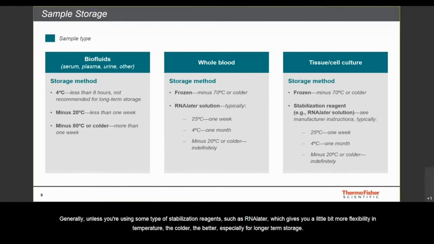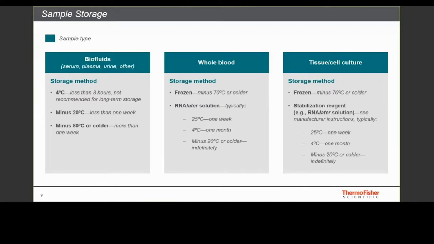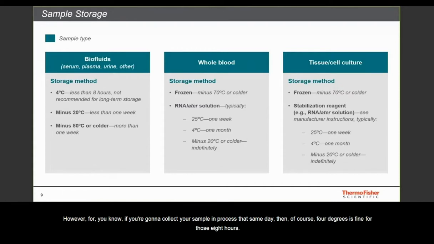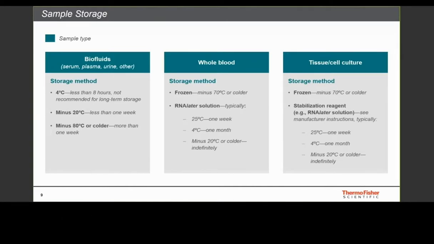Generally, unless you're using some type of stabilization reagent, such as RNAlater, which gives you a little bit more flexibility on temperature, the colder the better, especially for longer term storage. So we like to store, for example, serum and plasma at minus 80 or colder if it's going to be more than one week between collection and processing. However, if you're going to collect your sample and process it the same day, then of course 4 degrees is fine for those 8 hours.